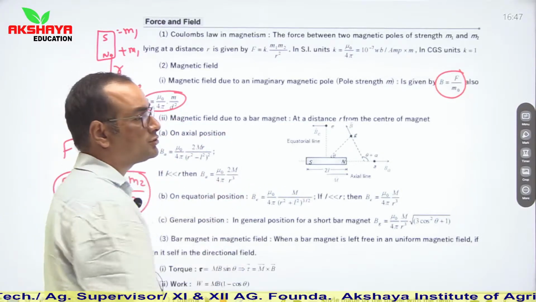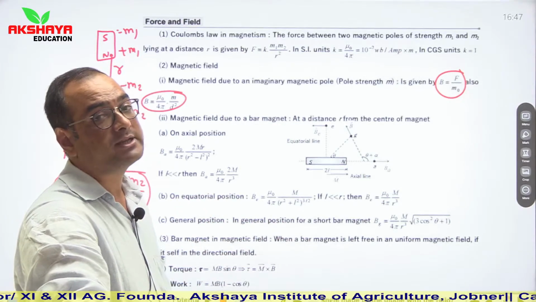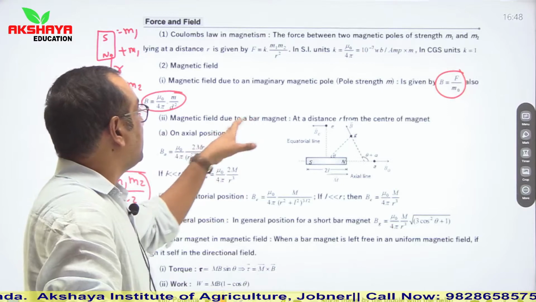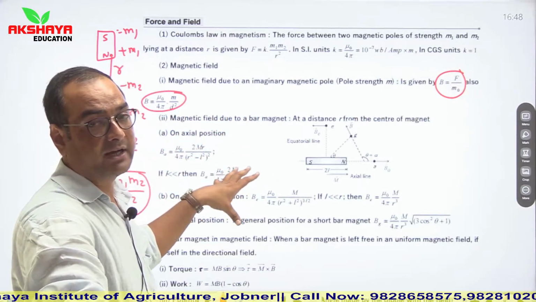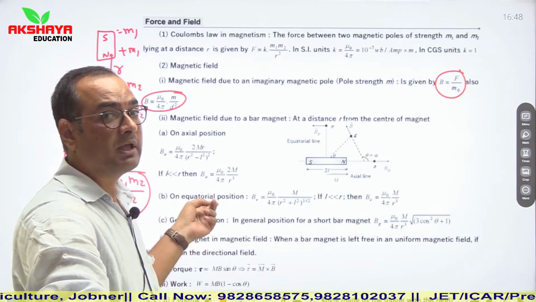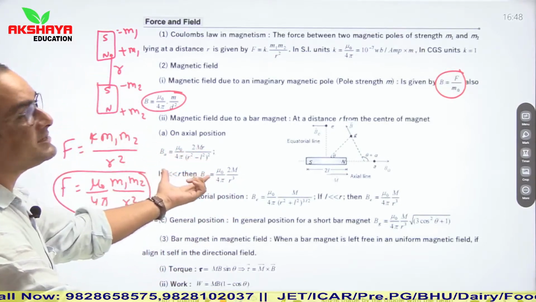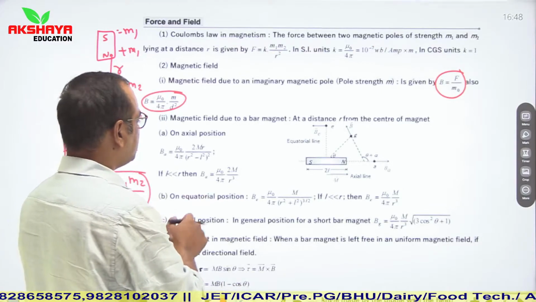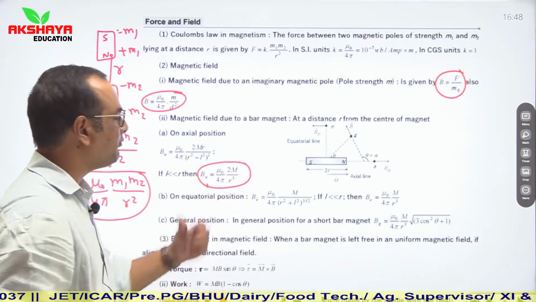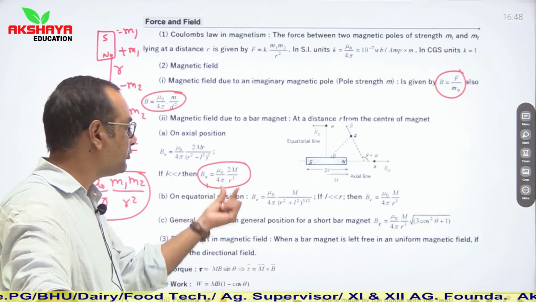Magnetic field due to a bar magnet. As we calculate electric field at axial and equatorial points of an electric dipole, similarly we can also calculate magnetic field for a bar magnet. Because the pole strengths of these poles are equal in magnitude and opposite in nature, meaning plus minus m, we can consider it as a dipole. So at axial point, magnetic field is mu naught 2M upon 4 pi r cube.